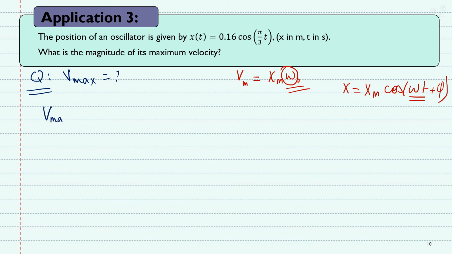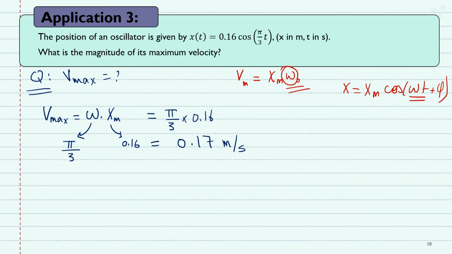Vmax, in case you want to keep track of the solution, is omega times x max. Omega is pi over 3, the coefficient of t. X max is 0.16. So this becomes pi over 3 multiplied by 0.16. And the answer is going to be 0.17, and Vmax is in meter per second. By the way, pi over 3, 3.14 over 3, is approximately 1. So 1 times 0.16 is about 0.16, so 0.17 is a very reasonable answer.